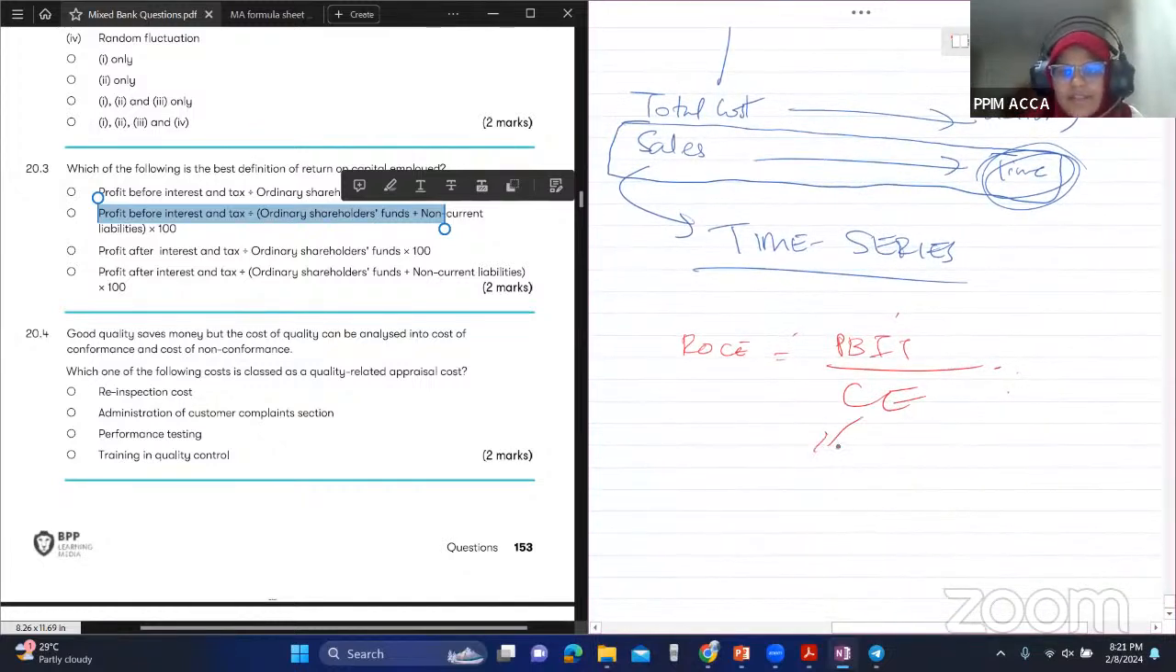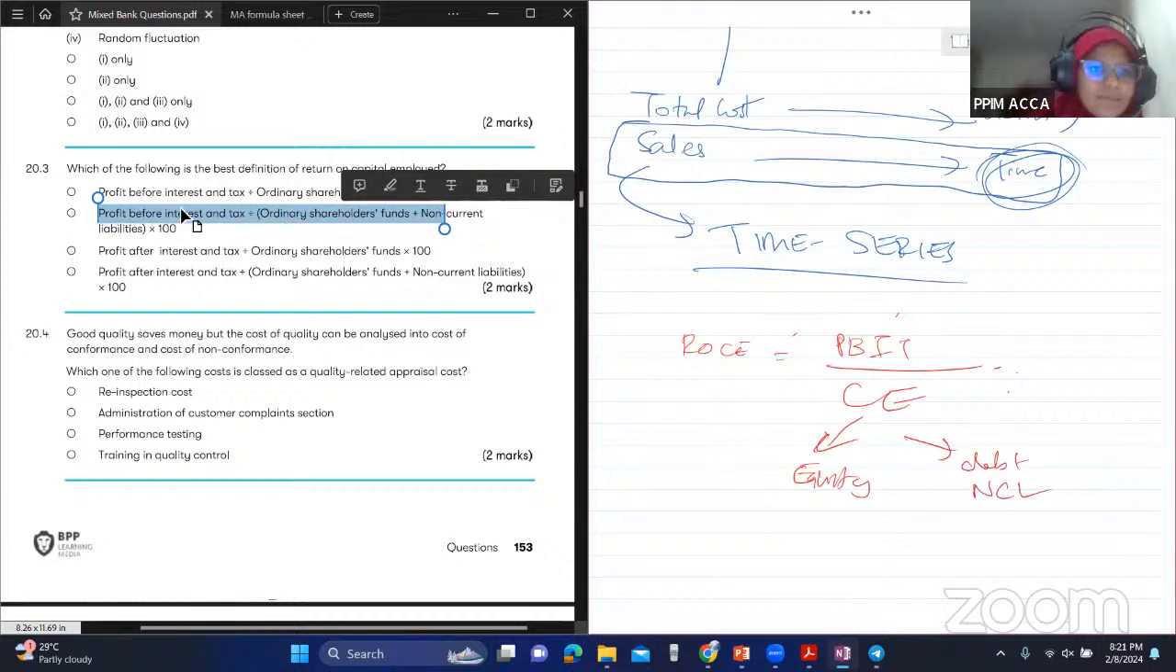Okay, so just to say that capital employed is the equity plus the debt. So debt is non-current liabilities. So the answer will be PBIT divided by ordinary shareholders funds plus non-current liabilities. Obviously, we get a percentage, so multiplied by 100.